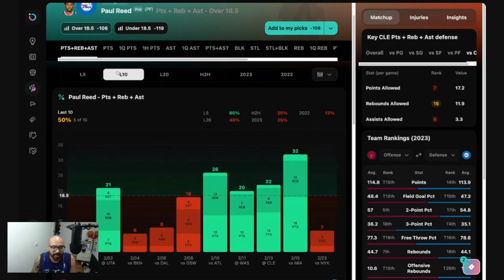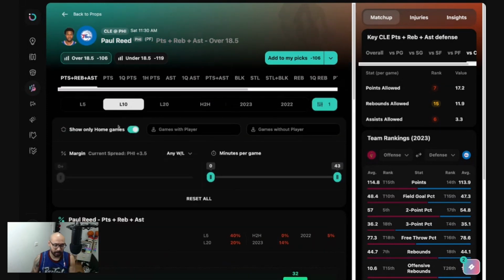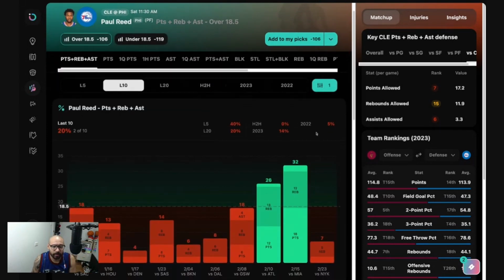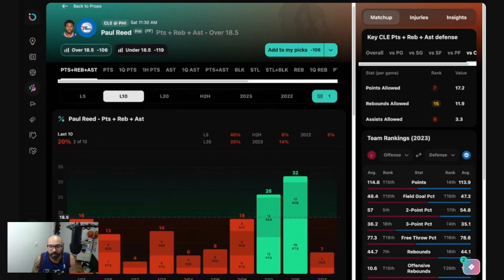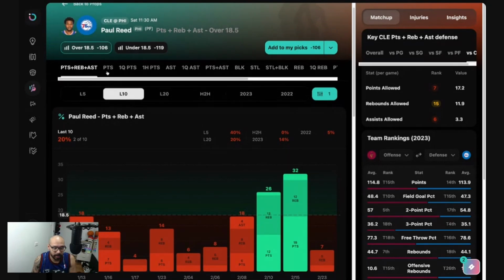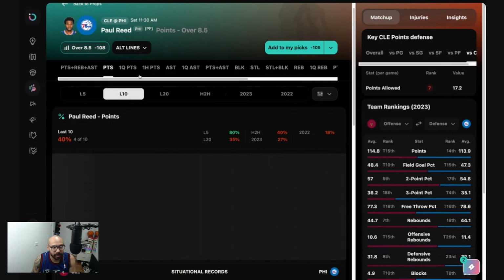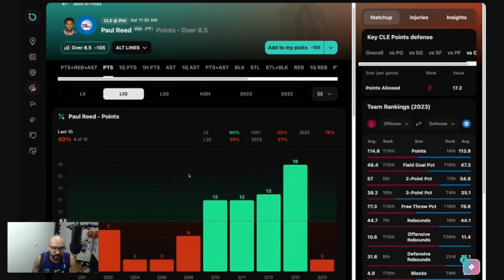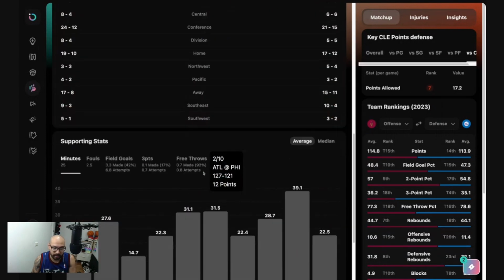Now, looking at his last 10 games, he's covered this 5 times. Let's check his last 10 games at home. Last 10 games at home, he's only covered this twice. So, again, these numbers aren't popping out to me. They're not very strong. But let's check out his points line. So 4 out of his last 5, but only 4 out of his last 10.